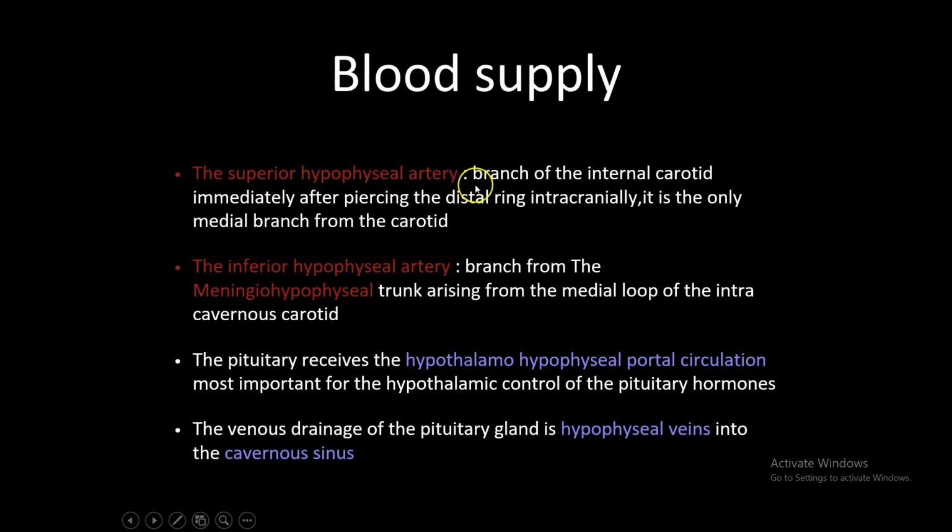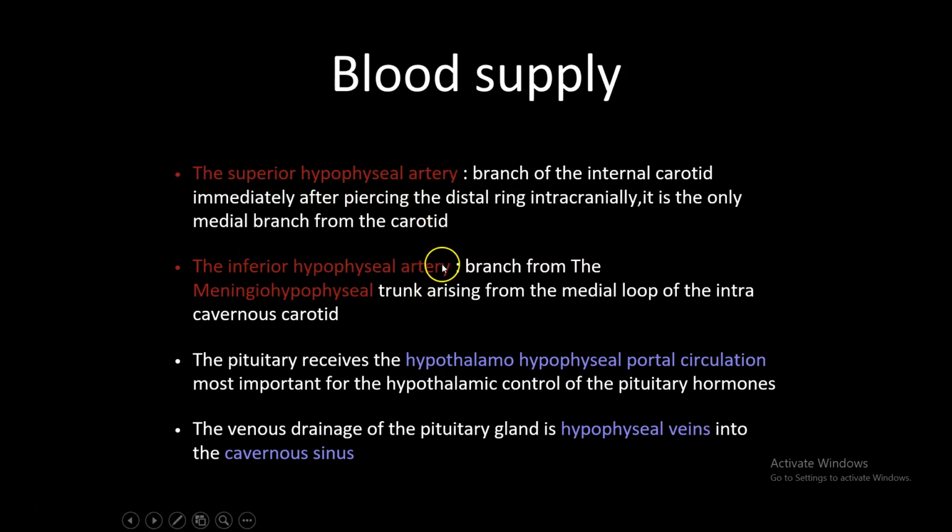So if you find, in the intracranial part, the carotid having an aneurysm medial to it, immediately it is the superior hypophyseal artery. We talked about it in the anatomy of the carotid, and we are not going to discuss the details now, but it is the superior hypophyseal artery, and it arises from the carotid immediately after it pierces the distal ring, immediately before it goes intracranially, and as we said, it is the only medial branch of the carotid.